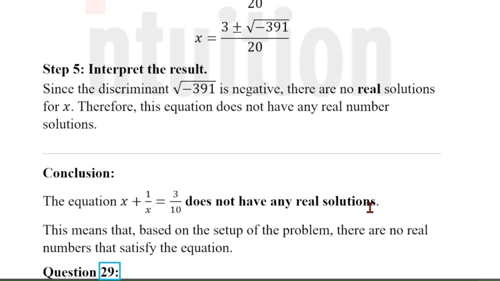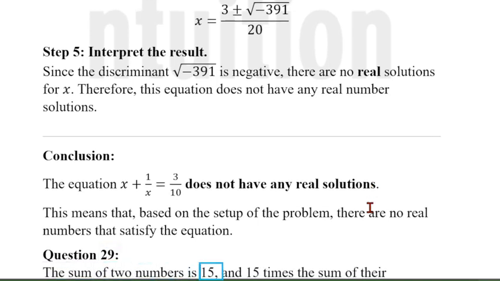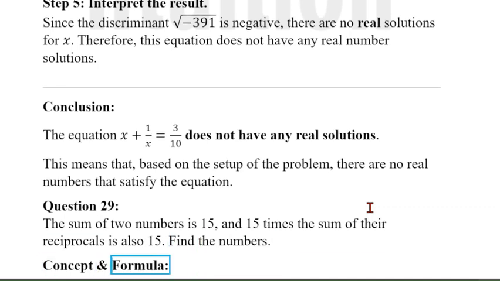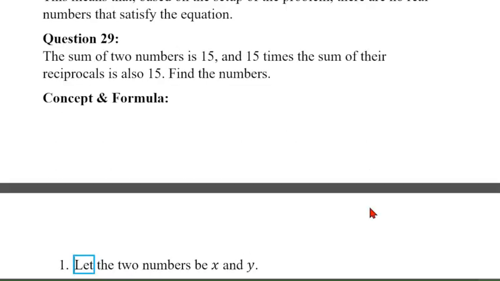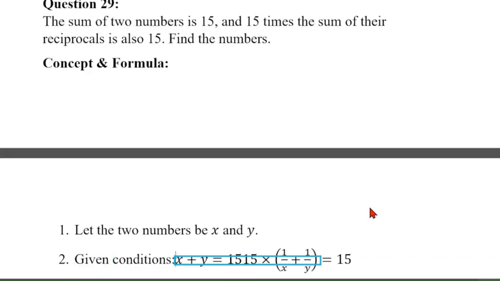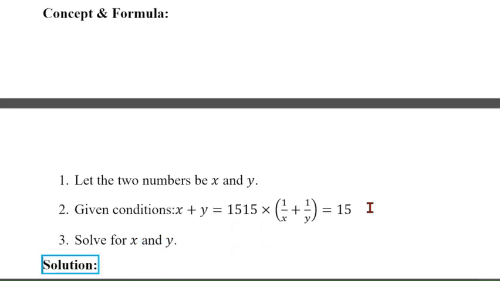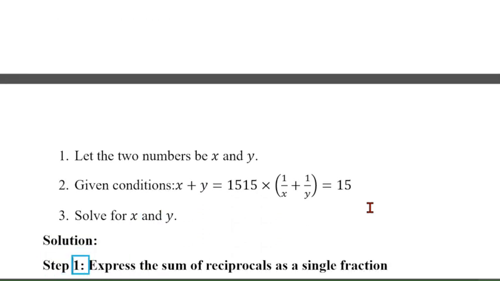Question 29. The sum of two numbers is 15, and 15 times the sum of their reciprocals is also 15. Find the numbers. Concept and formula. 1. Let the two numbers be x and y. 2. Two given conditions: x plus y equals 15, and 15 times (1 over x plus 1 over y) equals 15. 3. Solve for x and y. Solution. Step 1.